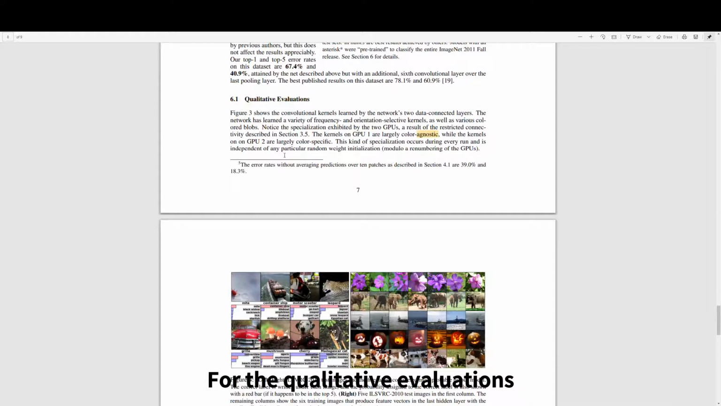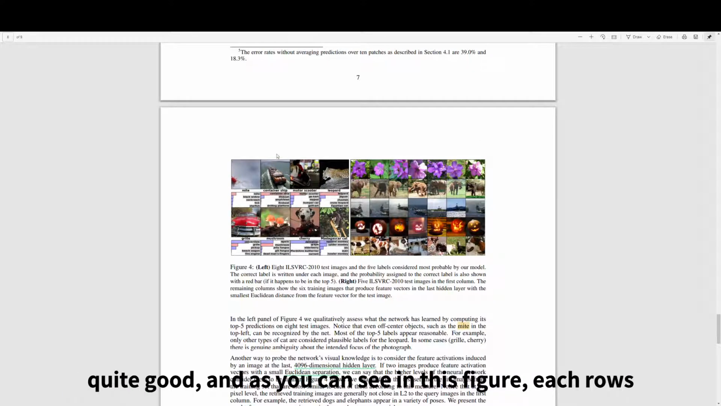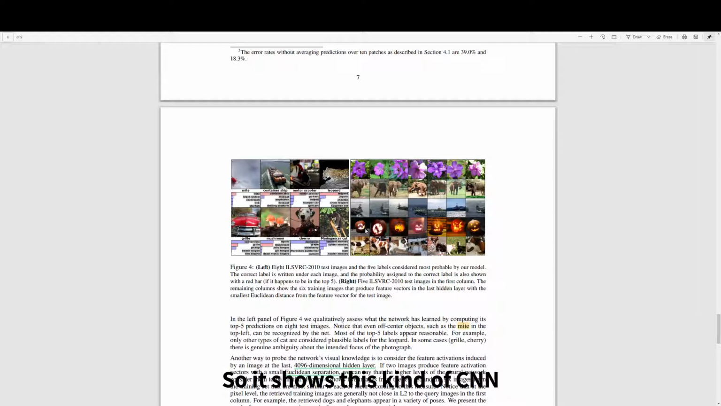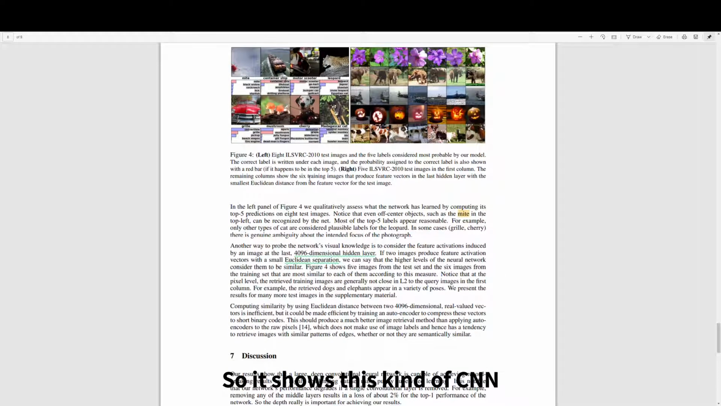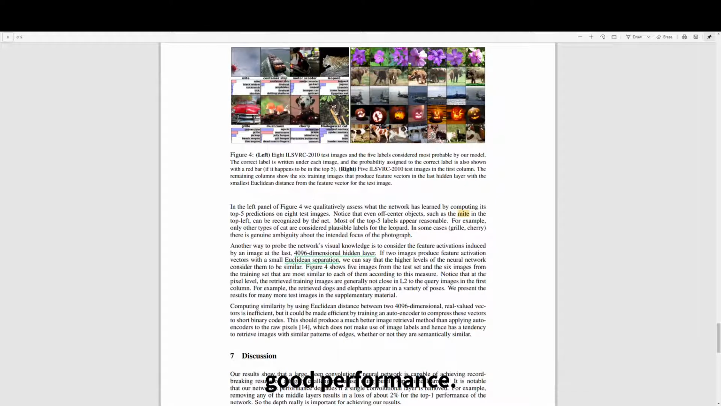For the qualitative evaluations, as you can see in the figure, the classification performance is quite good. And as you can see in this figure, each row has similar features after CNN feature extraction, I guess. So it shows that this kind of CNN-based deep neural architecture shows good performance.